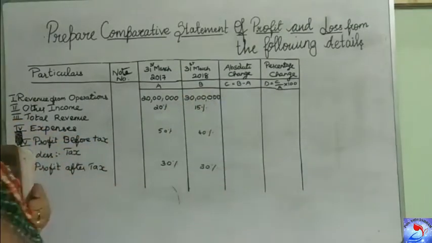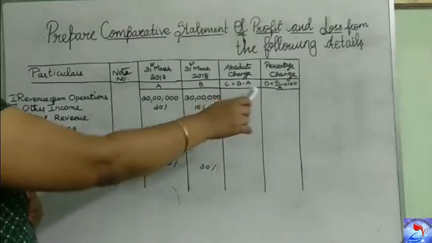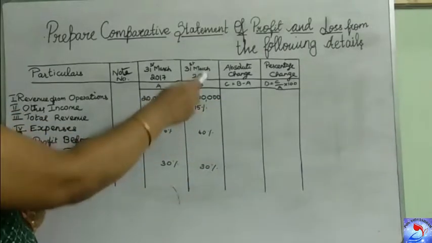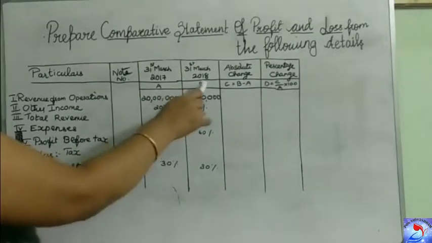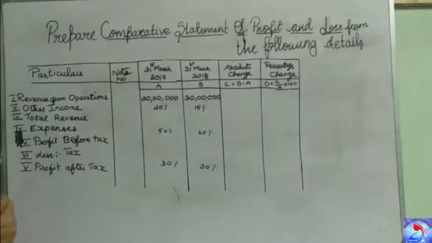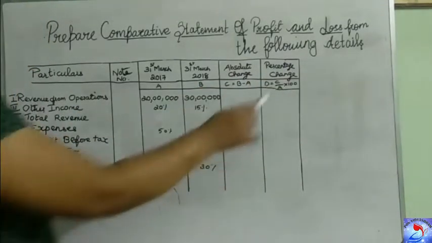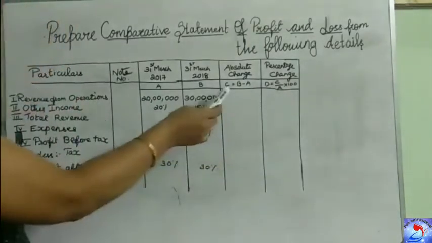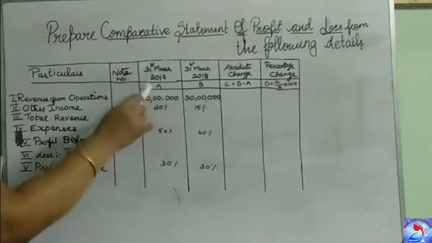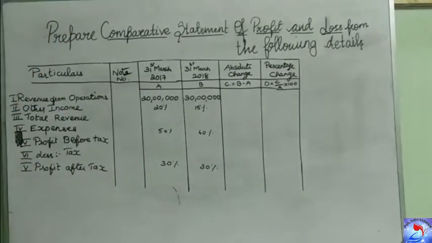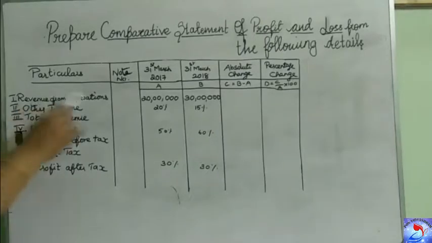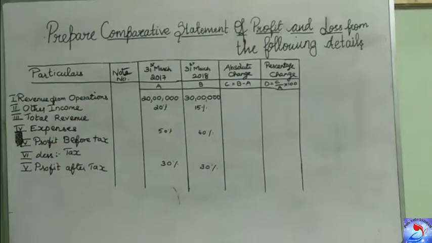Then absolute change. Absolute change is B minus A, that is the 2018 figure minus 2017, the current year minus the previous year. Then you have the percentage change, represented by D, that is C by A into 100: the absolute change divided by the previous year, into 100. In this sum only revenue from operations has been given, and for the others they have given the percentage.